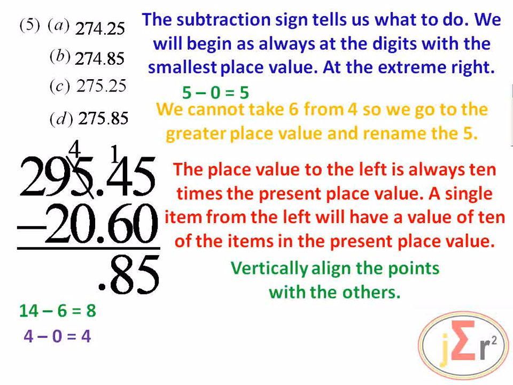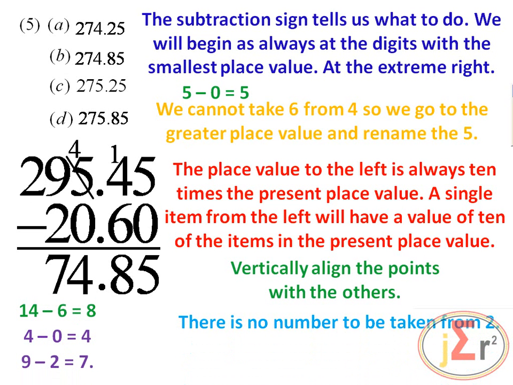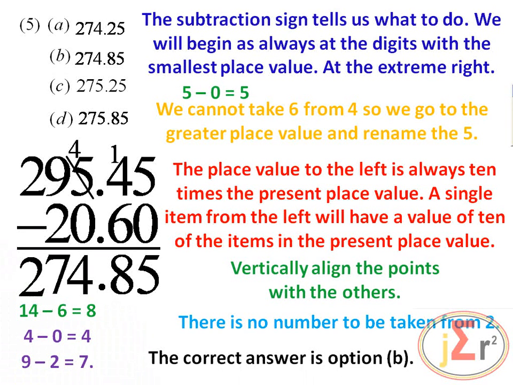So vertically align the points with the ones that we have before, and then we say 4 minus 0 gives 4. And then we say 9 minus 2, and that will give us 7. What do we do with this 2? We'll bring it down, because we do not have anything to be subtracted from it. There is no number to be taken from that 2, so it returns as it is. The correct answer is option B.